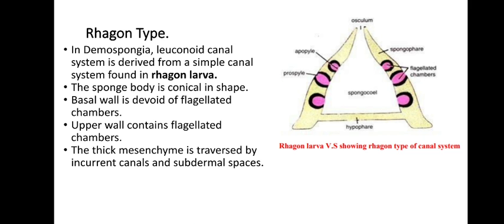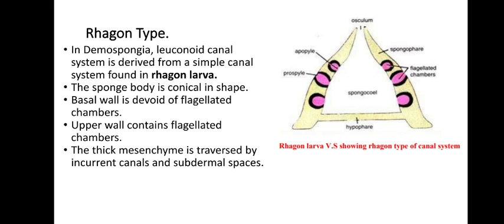Now, in addition to these three types of canal system, there is another type called Rhagon type. Instead of saying another type, it is rather a modification. In case of Demospongiae, the common bath sponge group, the leuconoid canal system derives from one of the larval forms called Rhagon larva. This is found in larval form only, not found in adult form, but its modified form is found in adult leuconoid types.